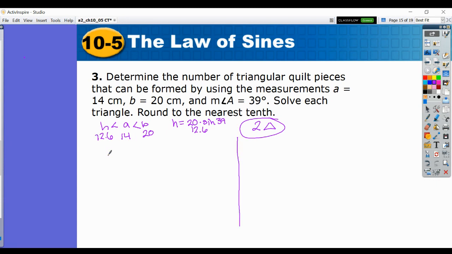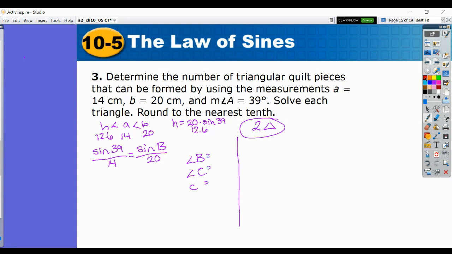So I'm going to start over here. And we'll just start with the law of sines like we always do. Sine of angle A, sine of 39, over side a equals sine of angle B over 20. So I can use this to find angle B. And that is a B. Oh, goodness. I'm going to fix that up. Okay, here we go.